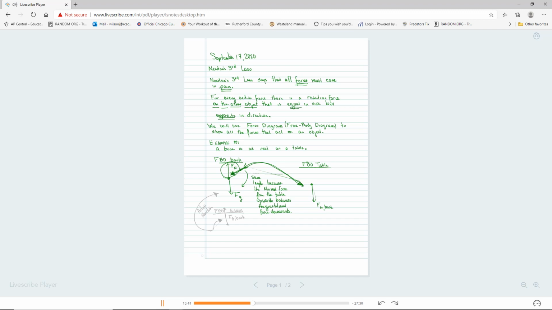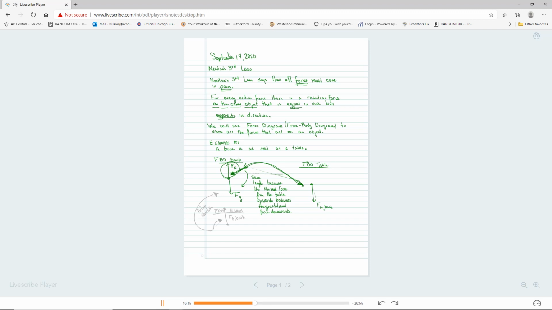Because, we go back to the top and look at this, for every action force, there is a reaction force on the other object. So, table pushes book up, normal force. Therefore, normal force, book pushes table down. Equal in size, so I make the two arrows visually the same length. Not going to ask you to measure these out, but try to ballpark them being the same length.